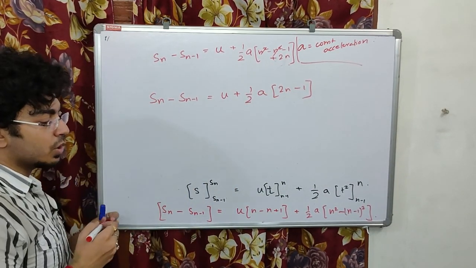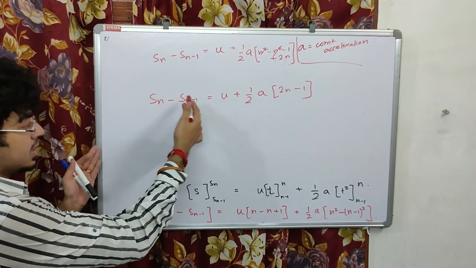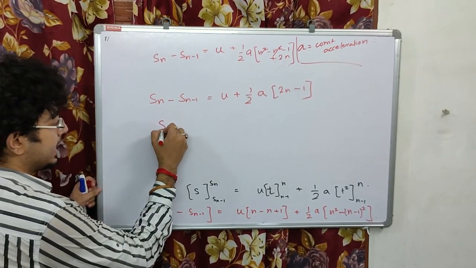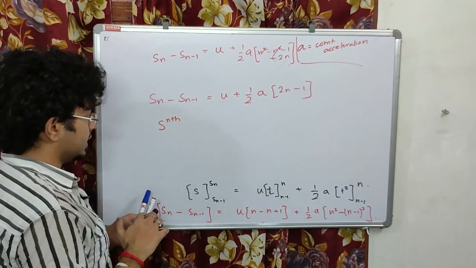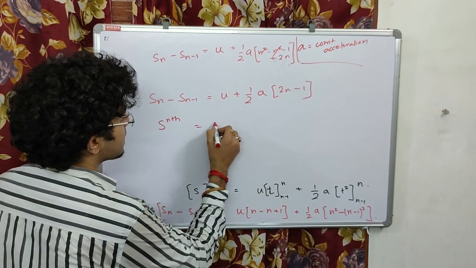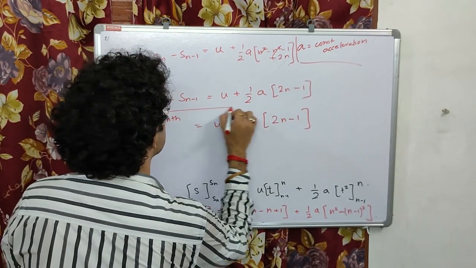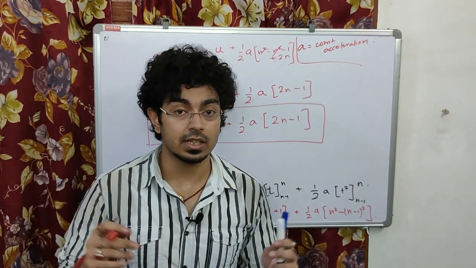So this is the equation I am getting. So this is my equation. So Sn minus Sn minus 1, we can say the Snth distance. So the Snth distance, it has traveled as u plus half a times 2n minus 1. So this becomes our fourth equation of motion. So I hope this is clear to everyone.